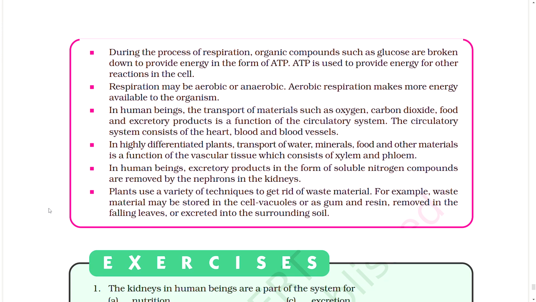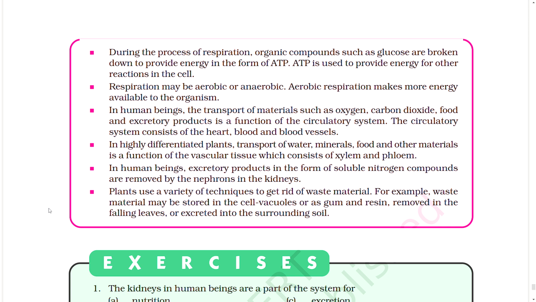During the process of respiration, organic compounds such as glucose are broken down to provide energy in the form of ATP. ATP is used to provide energy for other reactions in the cell. Respiration may be anaerobic or aerobic. Aerobic respiration makes more energy available to the organisms.